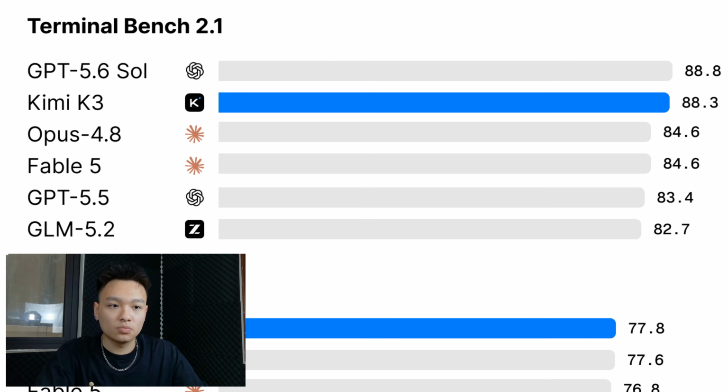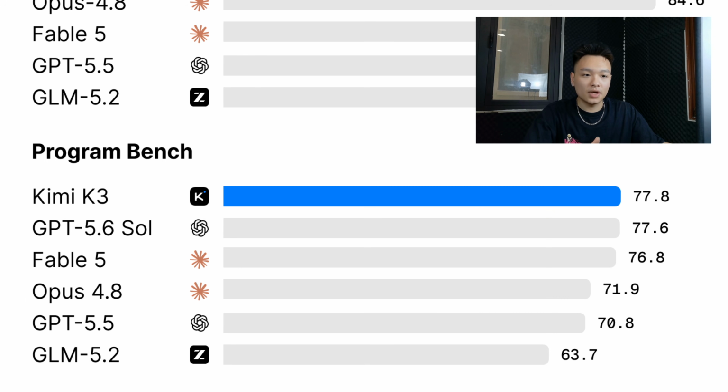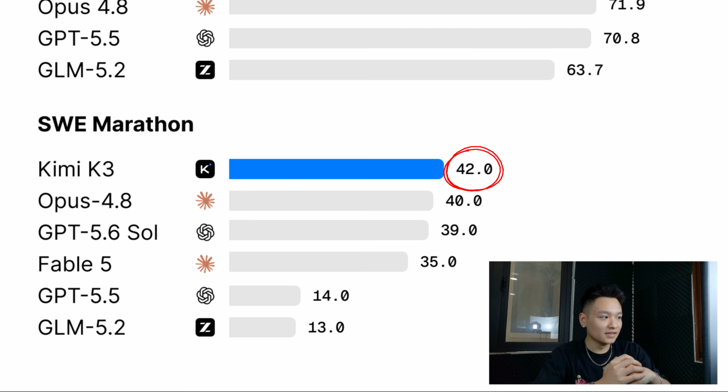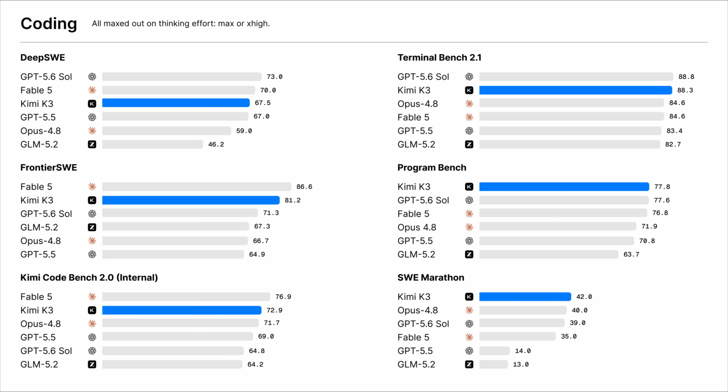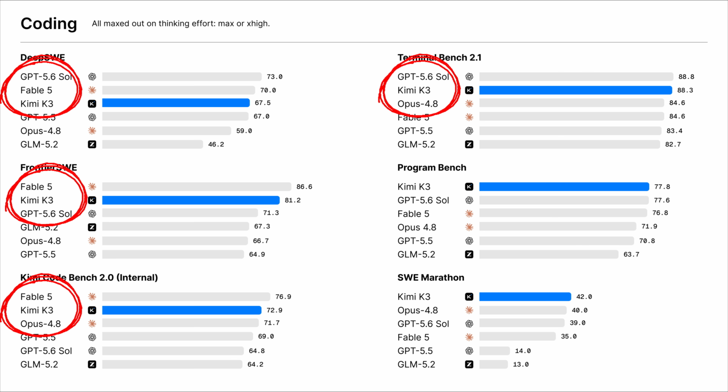On Terminal Bench 2.1, Kimi scores 88.3, almost matching GPT 5.6 Sol. In Program Bench, Kimi actually takes first place with 77.8, and in SWE Marathon, Kimi also lands at the top. So the benchmark story is pretty clear. Kimi K3 doesn't win every single test, but it keeps showing up near the top. That sounds impressive on a chart, but how it really performs is still a big question mark. Let's check whether it works or is just hype with me.